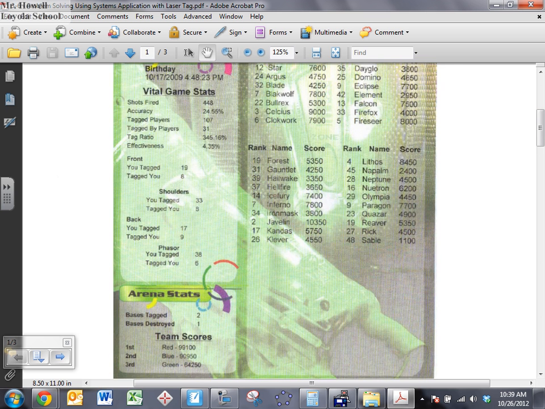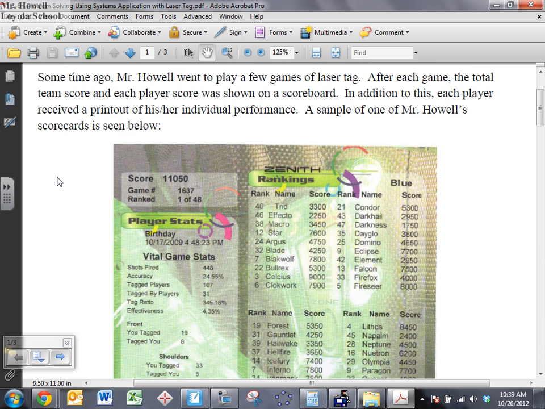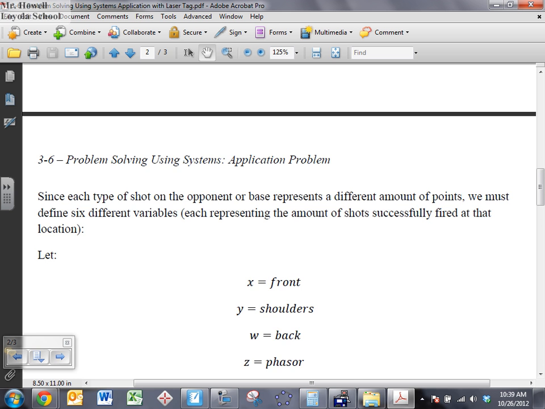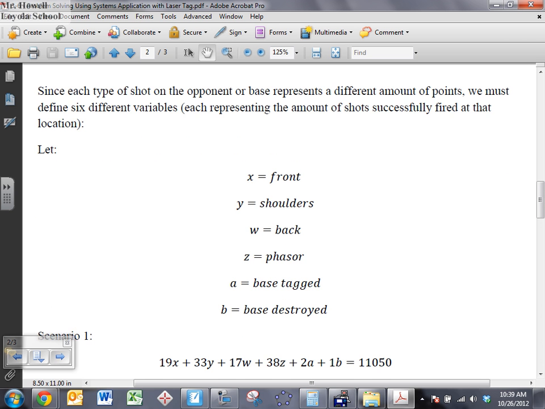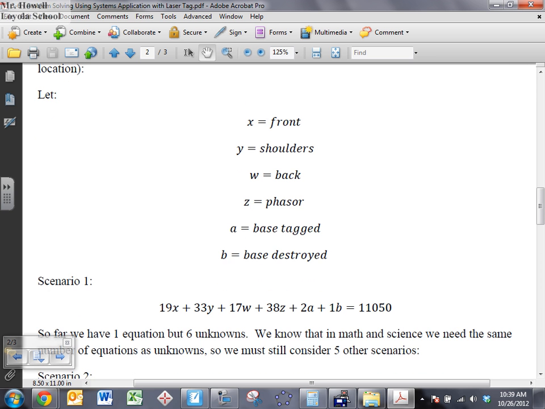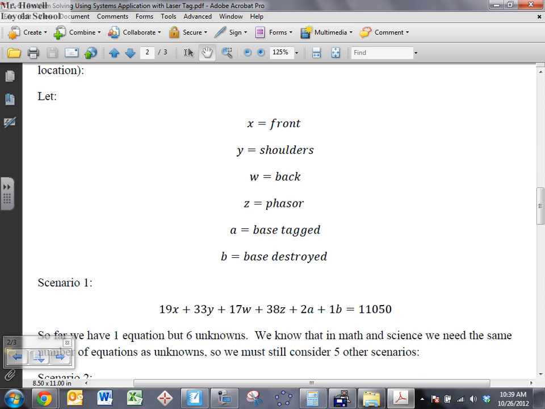So, here's the score at the top, 11,050. Now, that would give me 1 equation. I can do this. So, for this problem, we have 6 variables. Front shot, shoulder shot, back shot, phaser shot, tagging the base, destroying the base. Now, my 1 equation that I already stated is right here. That's the equation I just wrote on the board.